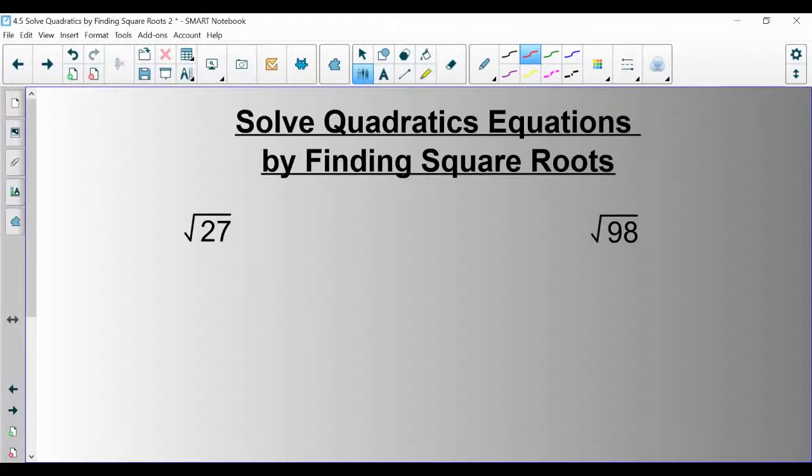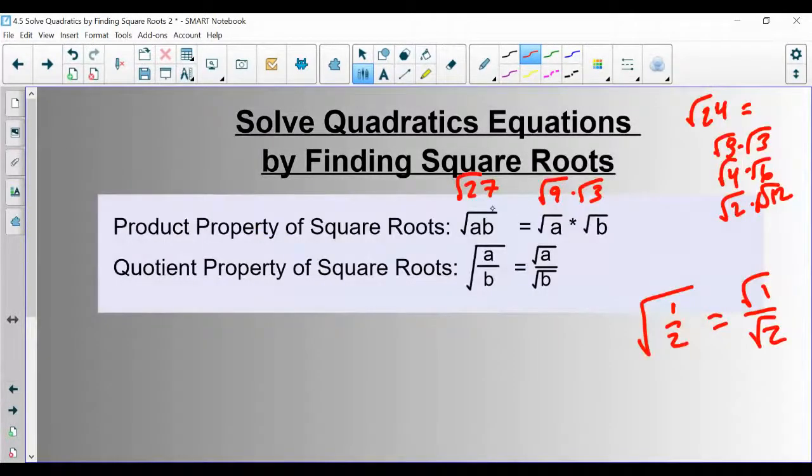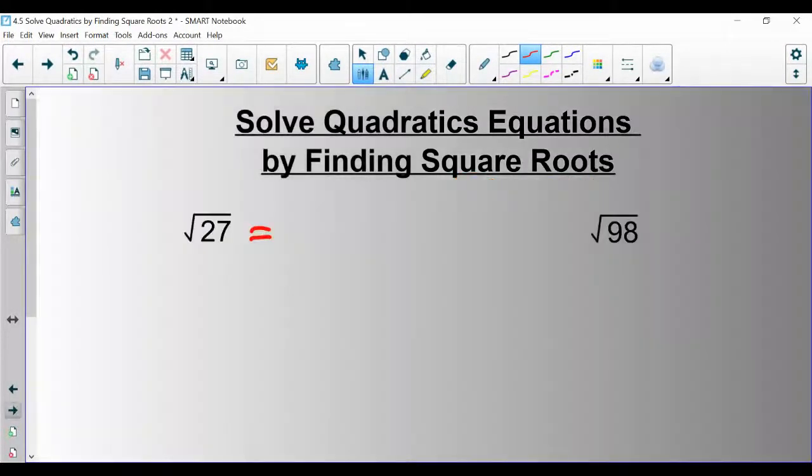So I have the square root of 27. 27 has a perfect square factor. One of those numbers on that list is a factor of the number 27, and you guys have already established this, that it's 9. And by the product property, we said that the square root of 27 is the same as the square root of 9 times the square root of 3. And because we are brilliant mathematicians, we know that the square root of 9 is 3.